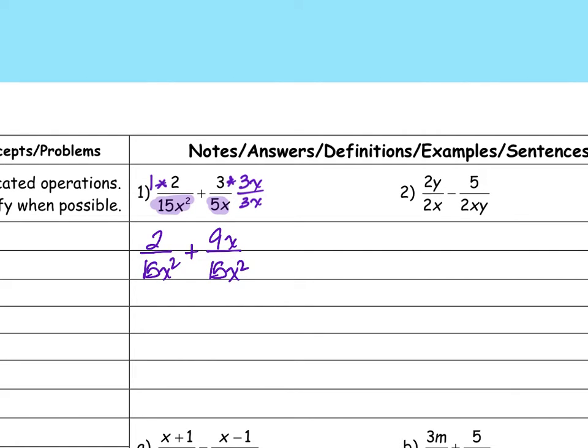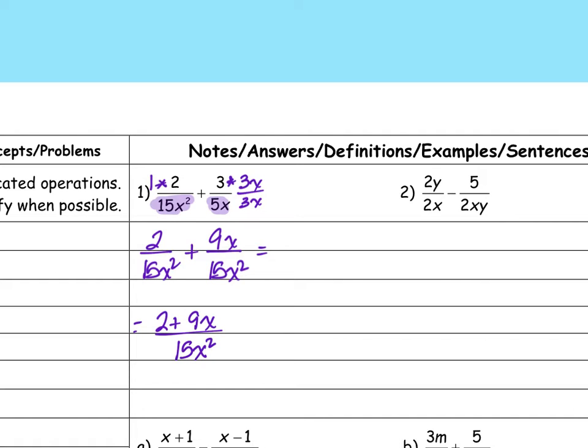Now these are just like the first problems we did with the same common denominator. So what am I going to get? 2 plus 9x all over 15x squared. And I can't do anything else to that, unfortunately. Just so you know, some of these get really ugly, because the ones we did at the beginning could simplify really easily, and a lot of them don't do that.